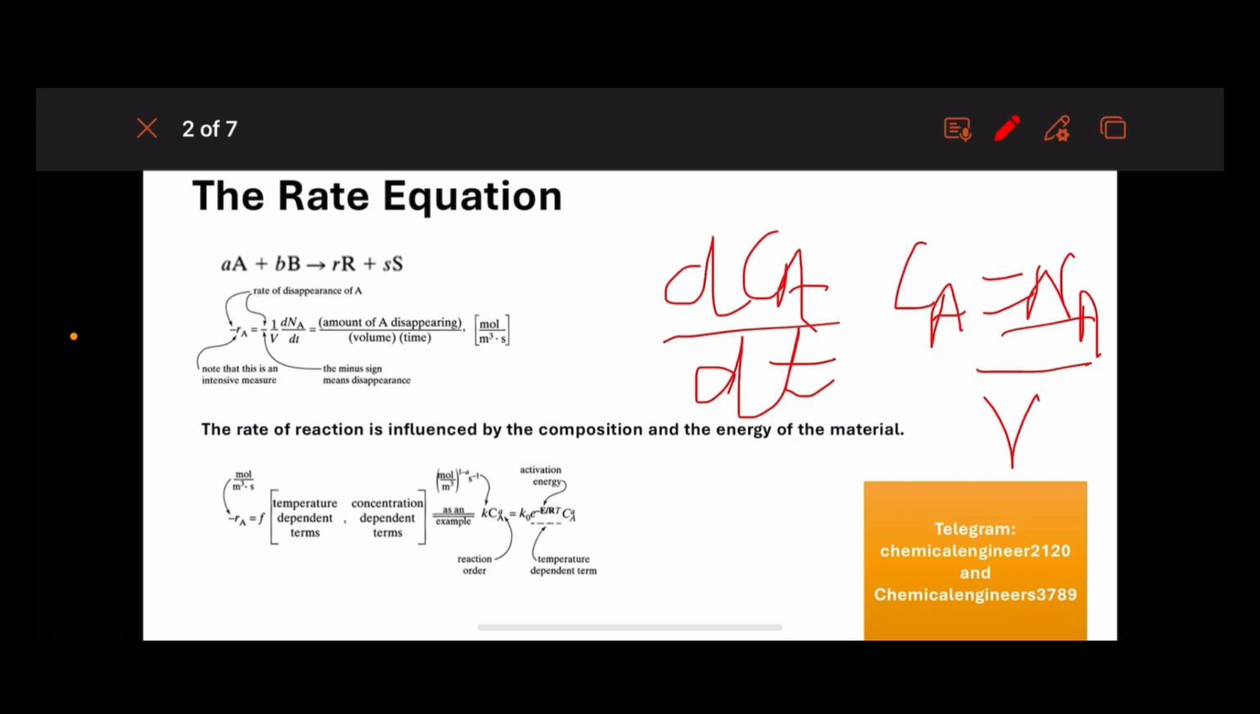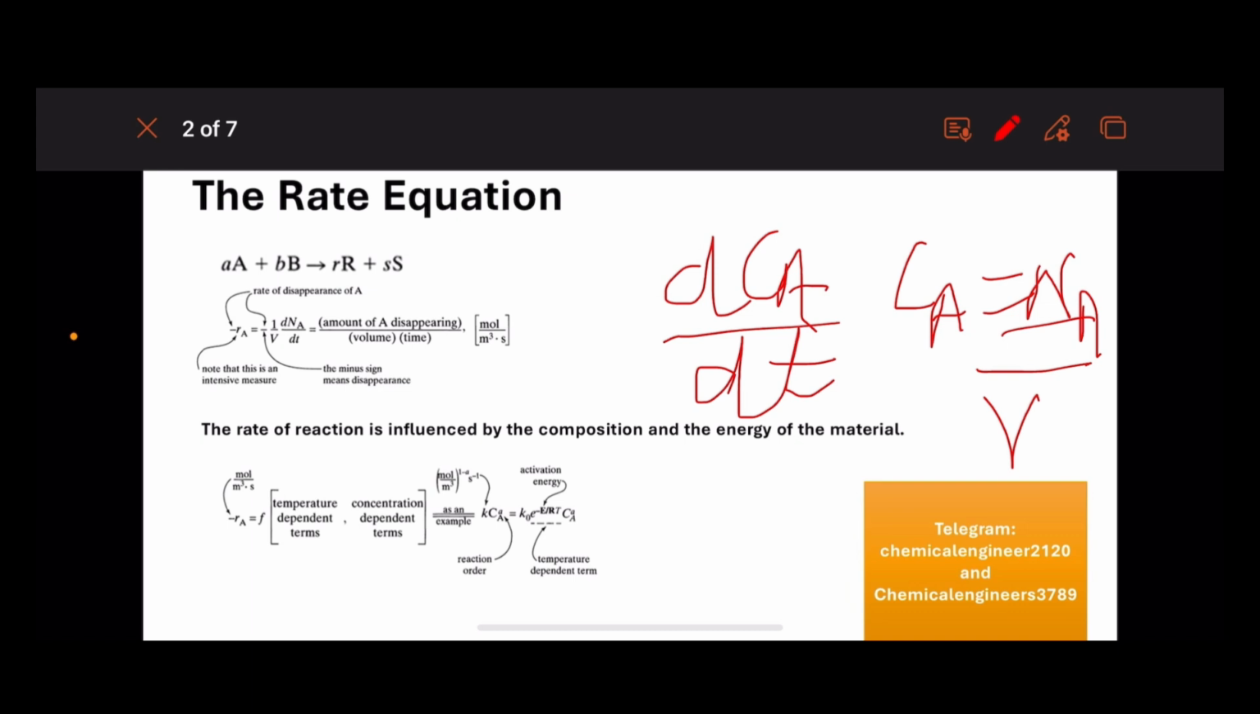And the rate of the reaction is a function of temperature and concentration. Concentration, as we are aware, we already calculated: k CA. The power of the concentration represents the order, which we will discuss within a few seconds. The k is the rate constant. Its units matter a lot. We have to calculate the units with respect to the rate. For zero order reaction, first order reaction, and second order reaction, the units of rate constant are different.